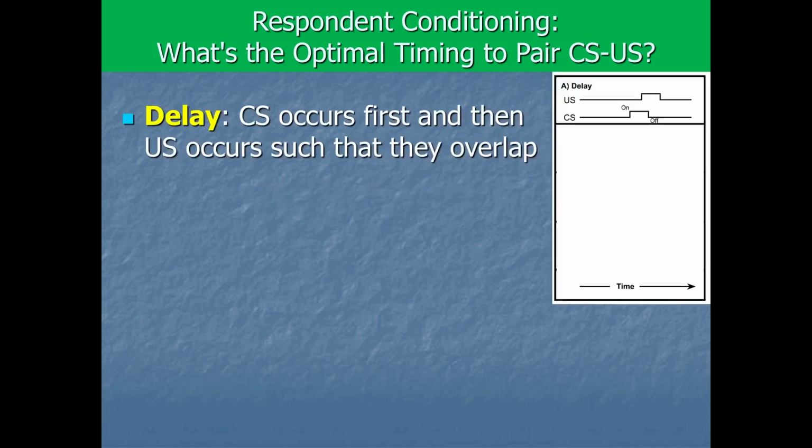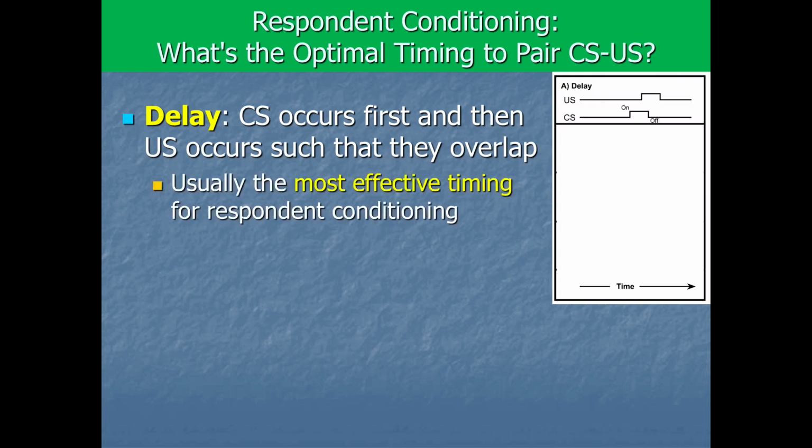So one way you could set things up when you're pairing the CS and the US over and over again is what's called delay timing. With delay timing or delay conditioning, the CS occurs first. And then while it's still happening, while it's still present, the US shows up shortly afterward. So they kind of overlap with delay conditioning. But with the CS happening first as a sort of prediction that the US is coming, it's about to happen. So this is usually the most effective timing for getting respondent conditioning.